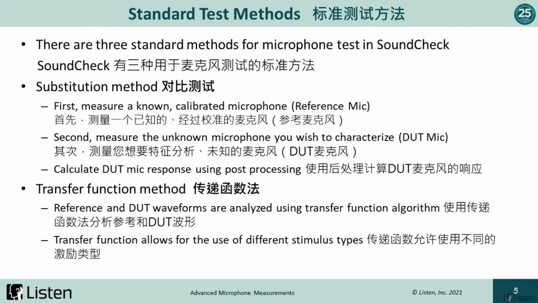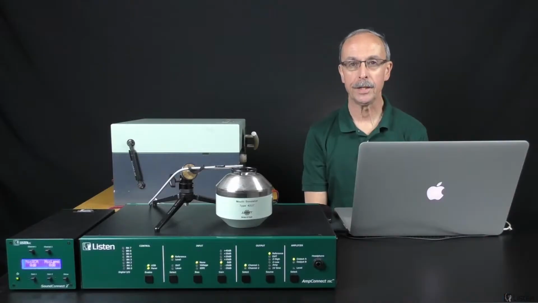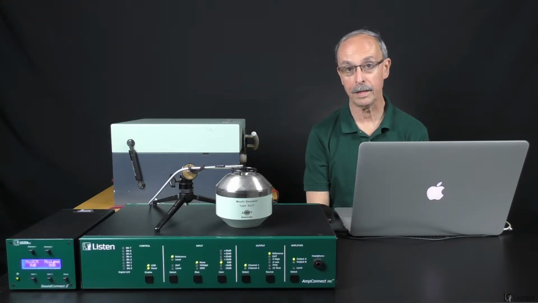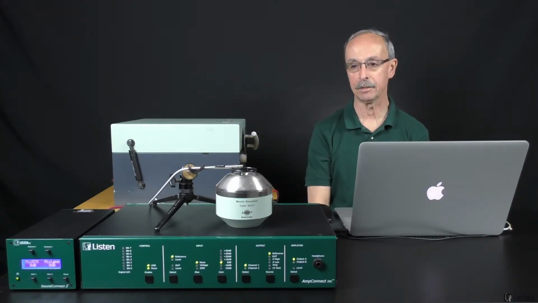So once we've done our acquisition, the reference and the DUT recorded time waveforms are analyzed using a transfer function algorithm. And the transfer function is very flexible because it allows for the use of many different stimulus types. So we're not just tied down to using a step sine wave or a log sweep. We could use noise, we could use music, but in this case, we're going to use a multi-tone stimulus. That's one of the available stimulus options in SoundCheck.